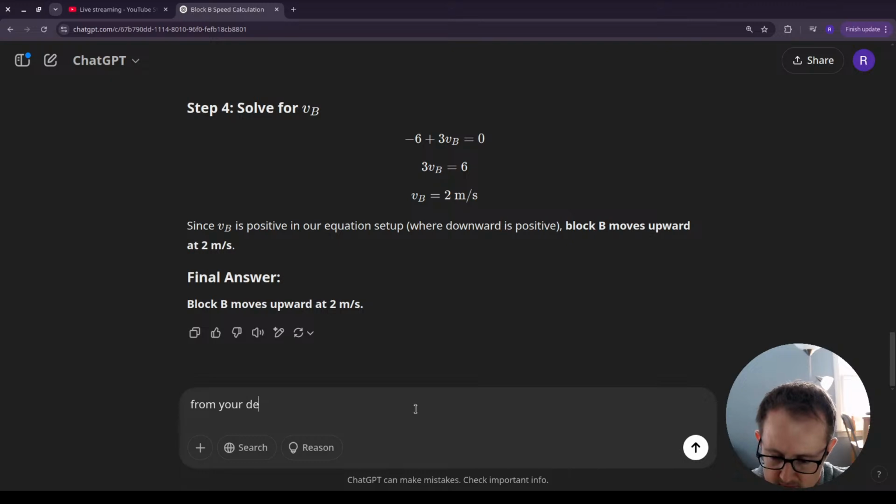From your description, XA is increasing. What is the value of VB in that case, e.g. VA equals +6 meters per second.